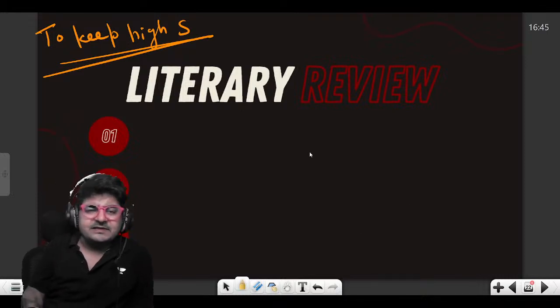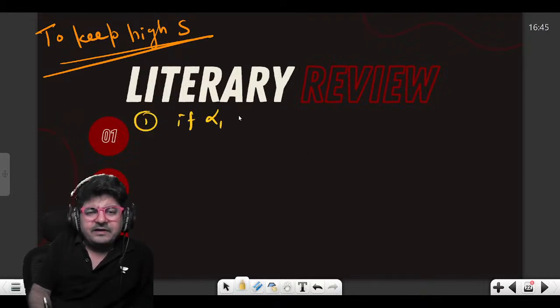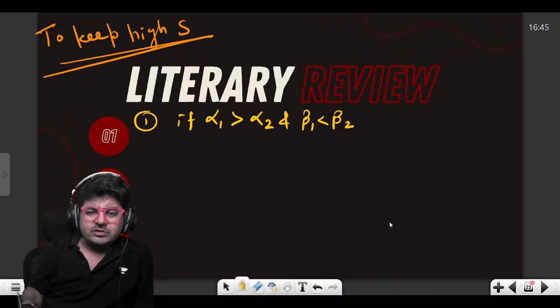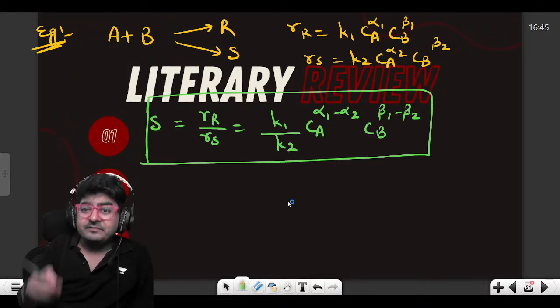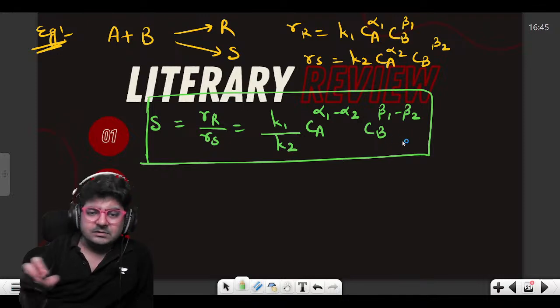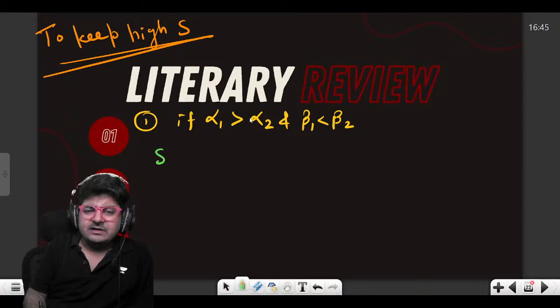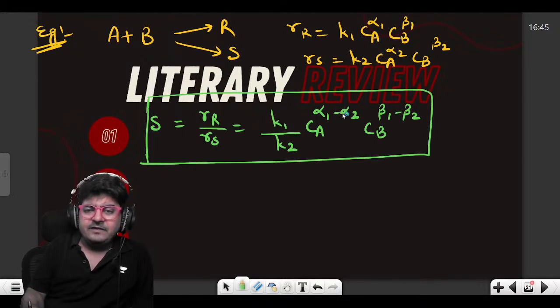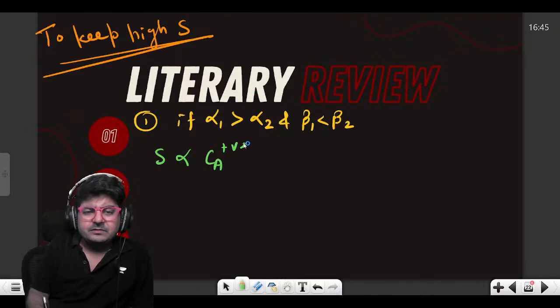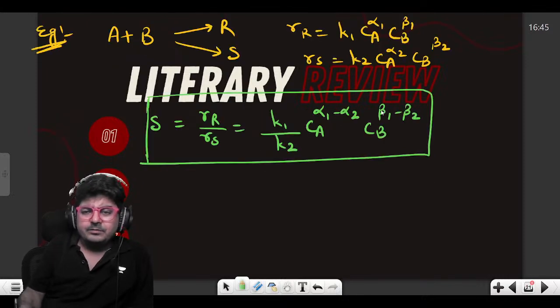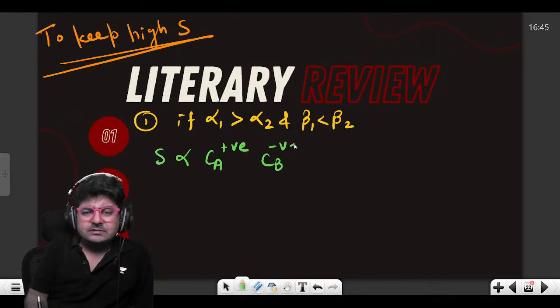तो यहाँ पे आपके several cases आते हैं. Like first case, you can see if alpha 1 is greater than alpha 2 and beta 1 is less than beta 2. So you can see instantaneous selectivity if you check based on concentration only. है ना? You understand? If I want to see the effect of one parameter, I have to keep all other parameters constant. यहाँ concentration की बात कर रहे हैं. Alpha 1 greater than alpha 2 and beta 1 less than beta 2 है तो you know overall instantaneous selectivity will be like CA power alpha 1 minus alpha 2, that means positive, and CB power beta 1 minus beta 2, that is negative.